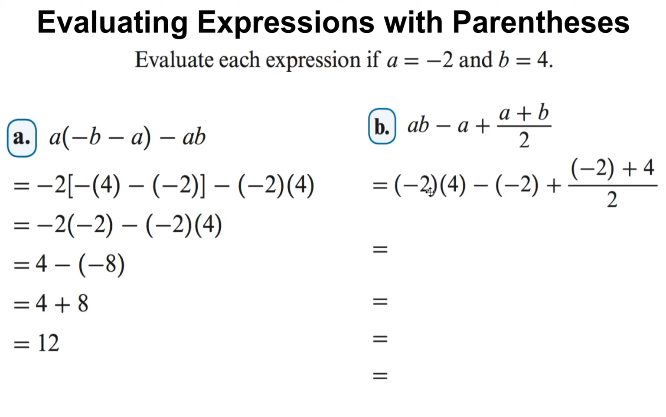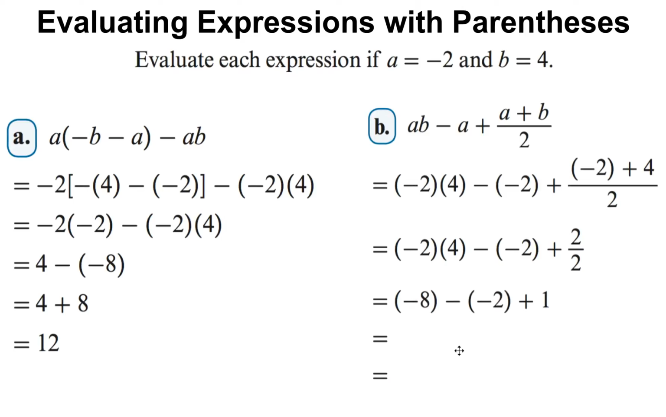Over on the right-hand side, substituting in our values, -2 and +4, and then using our order of operations, -2 times 4 is -8, and minus a -2 is going to be a +2. Over here, -2 plus 4 is 2 over 2. That's going to give us a 1. And now we're just going to move left to right. -8 minus a -2 is -8 plus 2, and then plus 1. And now left to right. -8 plus 2 is -6 plus 1, which is -5.